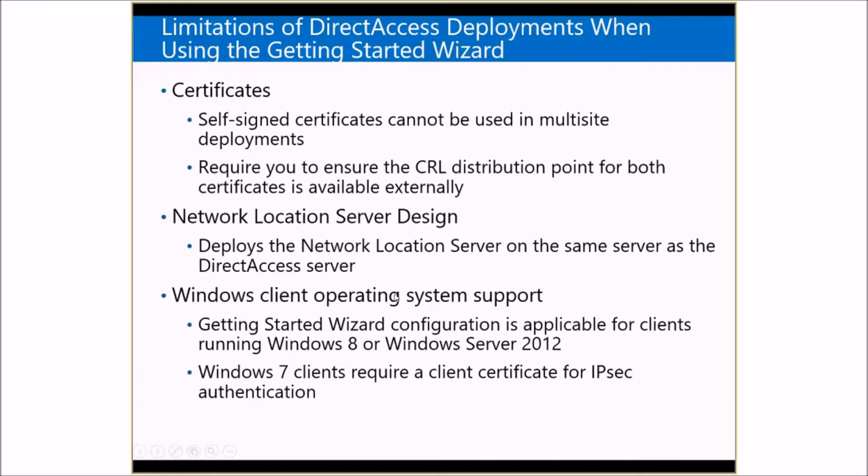Some of the limitations of the Getting Started wizard: what can't it do? With the certificates, self-signed certificates, like I said, if you create your own certificates, they cannot be used for multi-site deployments. You are required to ensure the CAL distribution point for both certificates is available externally, and for your network location server design, you need to deploy the network location server on the same server as the DirectAccess server. Windows client operating systems that it supports, it's pretty much Windows 7 and above, but even with Windows 7, you require a client certificate for the IPsec authentication.